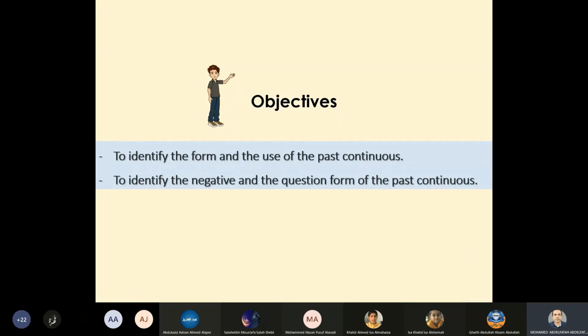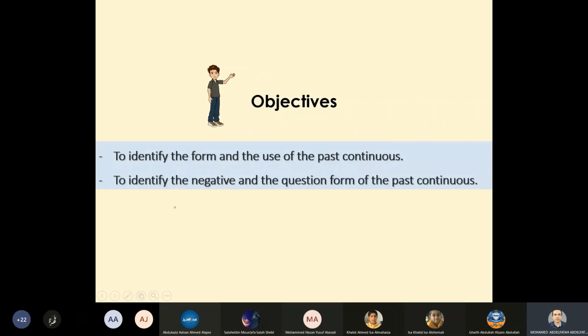And now, students, I will ask your classmate Khalid Ahmed. Are you there, Khalid? Good morning, teacher. Good morning, Khalid. Khalid, today we are going to learn about the past continuous tense, and we will have two objectives by the end of the lesson. So, what about objective number one? Can you help us, Khalid, read the objective number one? To identify the form and the use of the past continuous. Bravo, good reading, Khalid. Thanks.